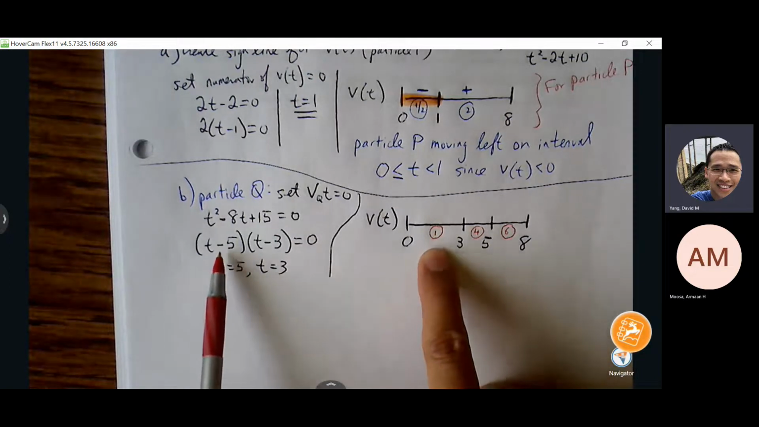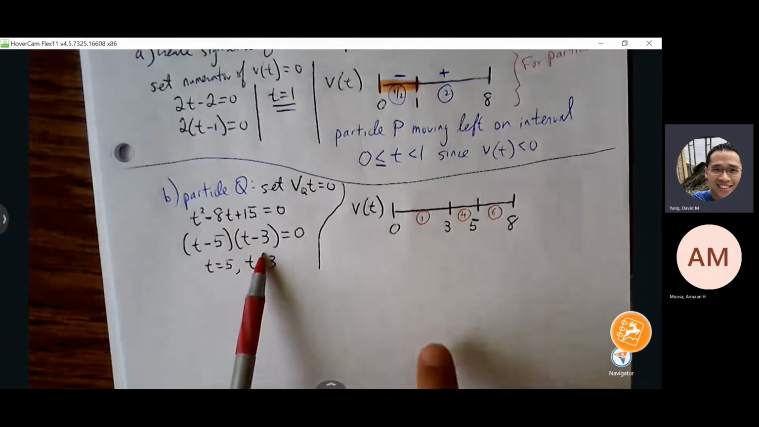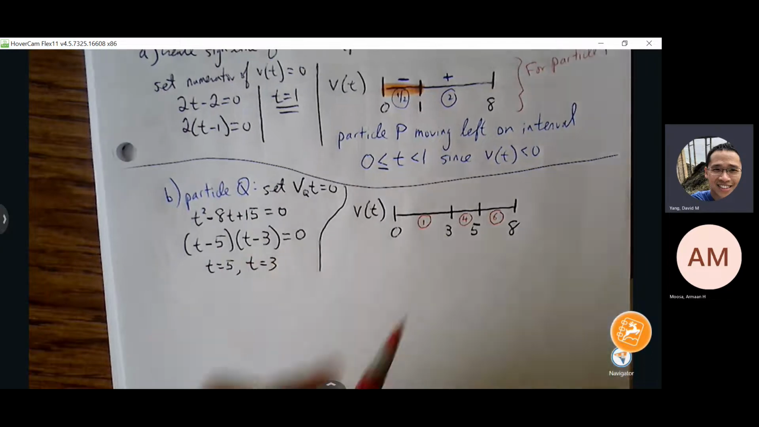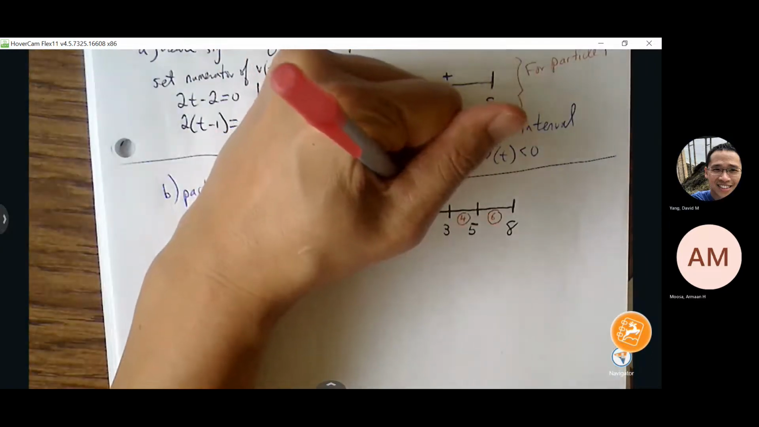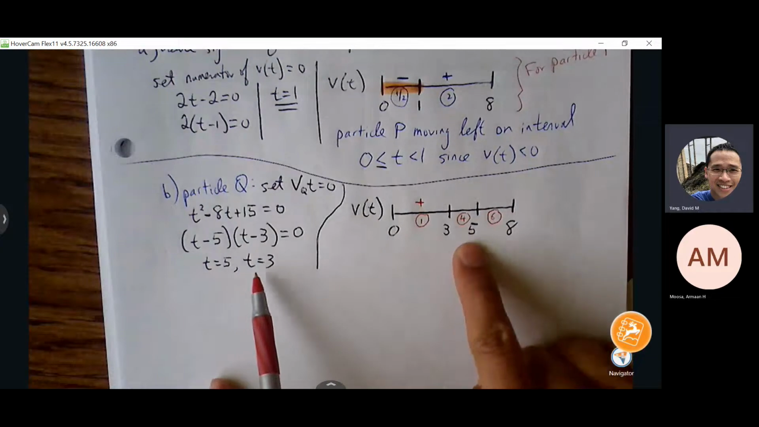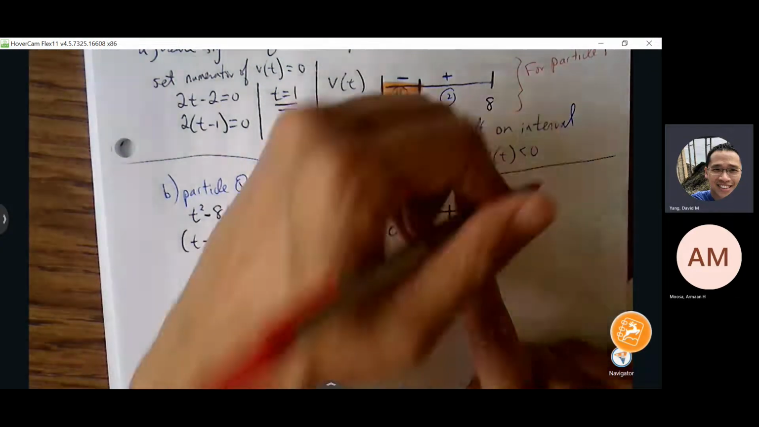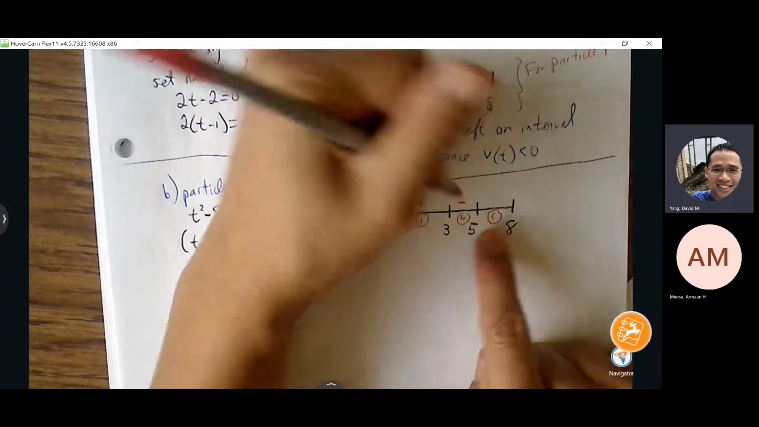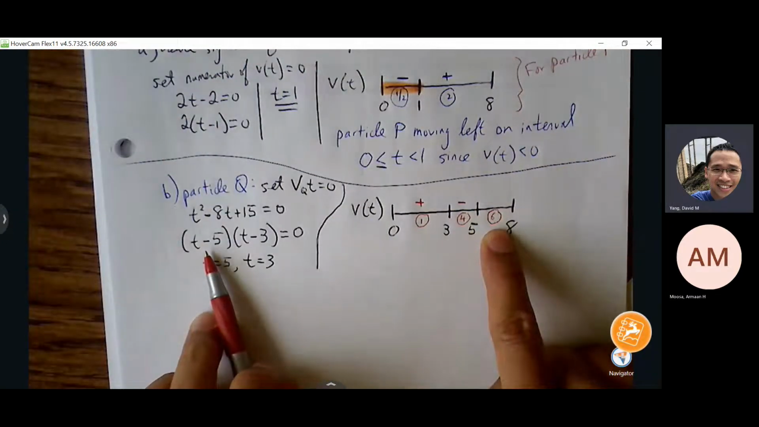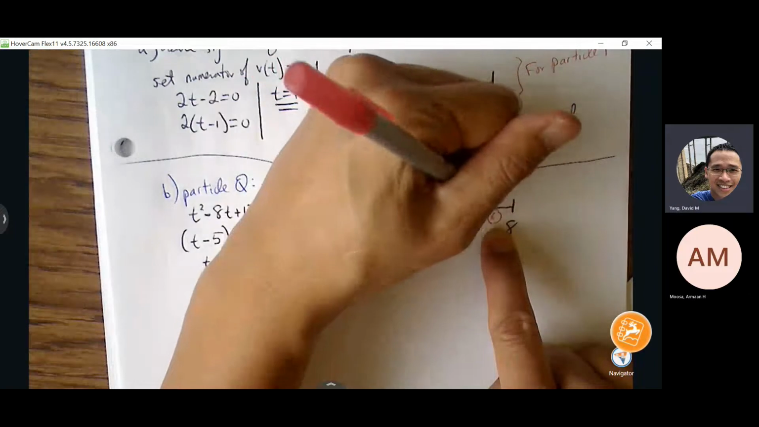1 in for t. 1 minus 5 is negative. 1 minus 3 is negative. 2 negatives gives me positive. 4 minus 5 is negative. 4 minus 3 is positive. Negative times positive is negative. 6 minus 5 is positive. 6 minus 3 is positive. So positive.